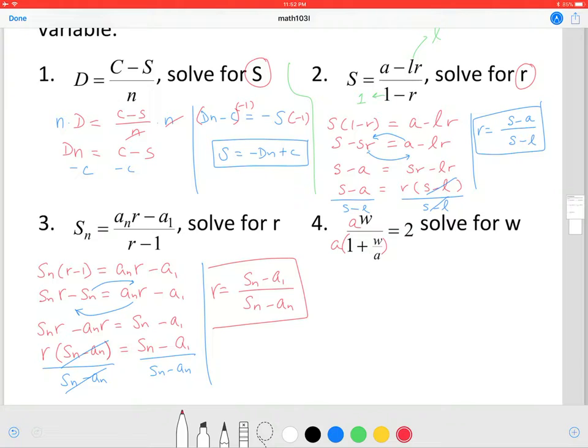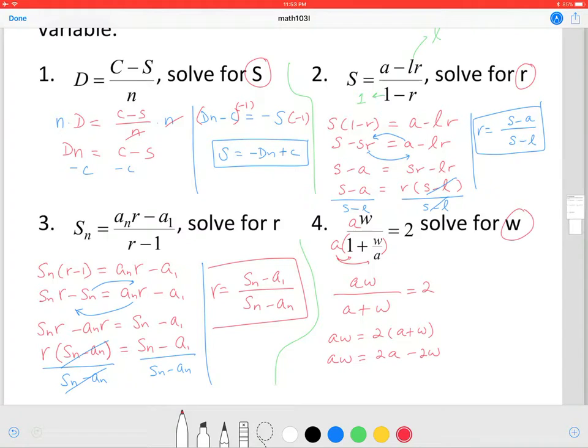Okay, so let's see what happens. If I do that, I have aw over, I'm going to now distribute the a inside, a plus w, because w over a times a will just give me w, and that is equal to 2. And that looks so much cleaner. And what I'm going to do, similar to what I did before, is multiply both sides by the denominator a plus w. So that will give me aw is equal to 2 times a plus w. Of course, on the left-hand side the denominator disappeared. And that will give me aw is equal to distribute 2.